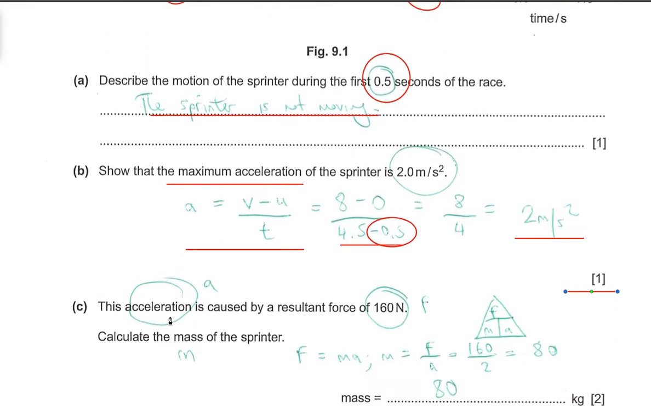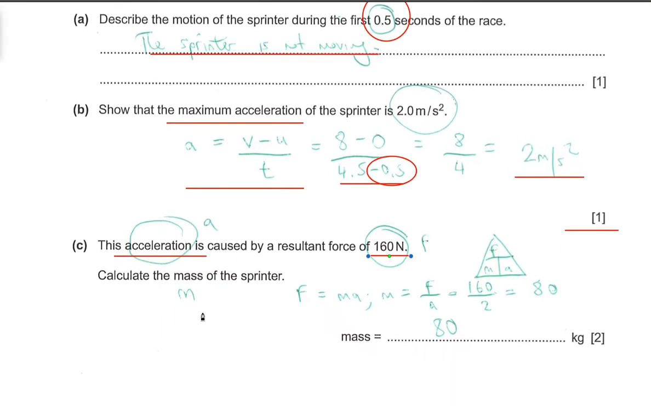All right, this acceleration is caused by a resultant force of 160 newtons. Calculate the mass. Well, F equals ma, and therefore we've got 160 divided by 2 equal to 80 kilograms.